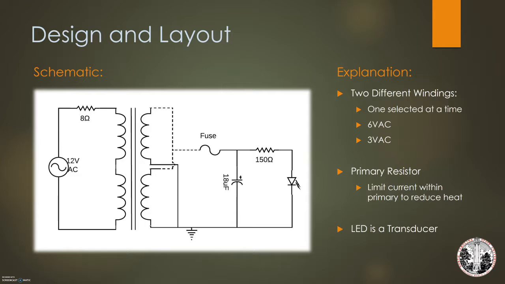We have a resistor on the primary side of the transformer, which limits the current on the primary to help reduce heat generated within the primary side of the transformer. And this is to protect the enamel coating of the wire on the primary so that it doesn't short or cause any issues. We're using an LED as a transducer. This LED allows you to visually see the change in voltage in terms of a change in brightness. We have a 150 ohm resistor limiting the current to the LEDs themselves so they don't become damaged due to overcurrent. And we're using an 18 microfarad capacitor to help reduce ripple, a 60 Hz ripple which exists on the secondary sides of the transformer.